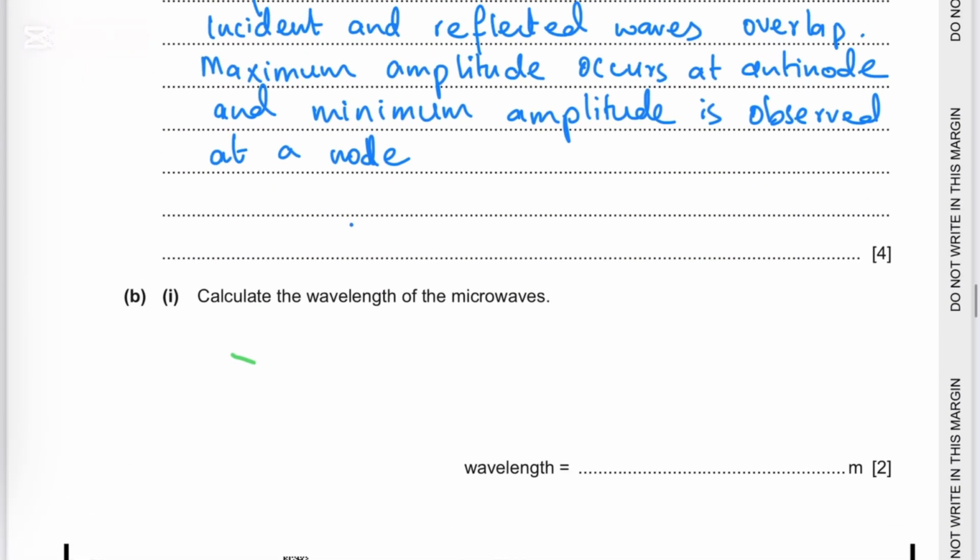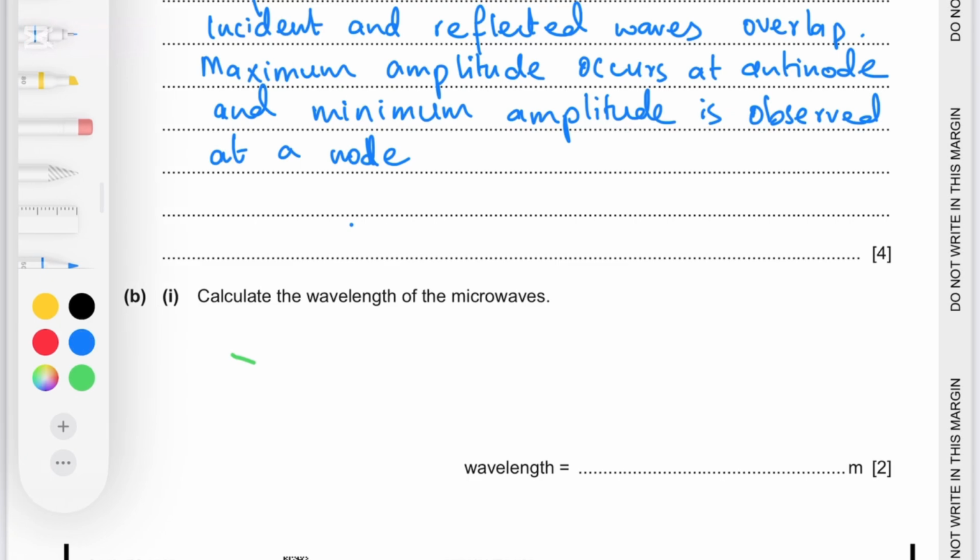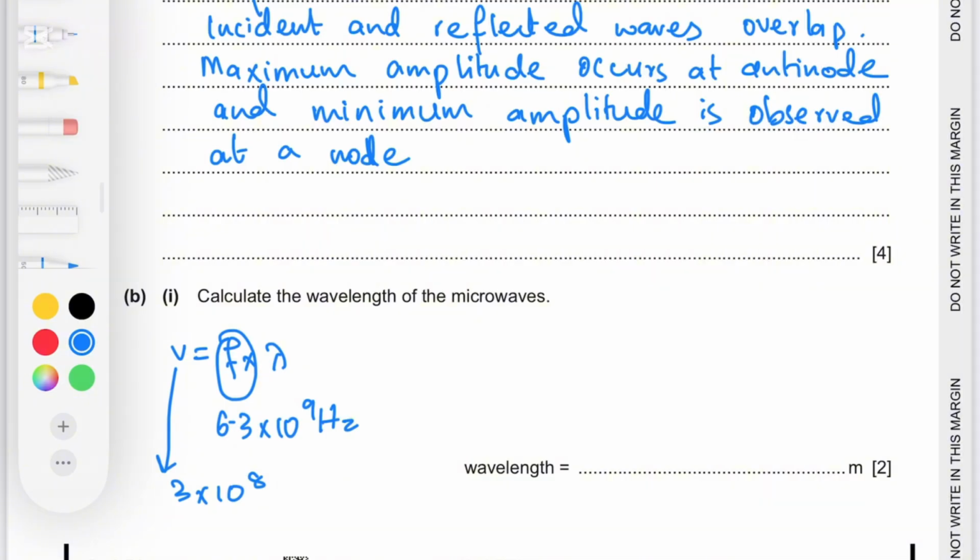Calculate the wavelength of the microwaves. Recall the formula: wave speed is equal to frequency times the wavelength. We were informed that the frequency is 6.3 times 10 raised to 9 hertz. The wave speed of microwaves, which are part of the electromagnetic spectrum, would be 3 times 10 raised to 8. Therefore, the wavelength would be equal to this ratio, and that is 0.048 meters, correct to two significant figures once again.